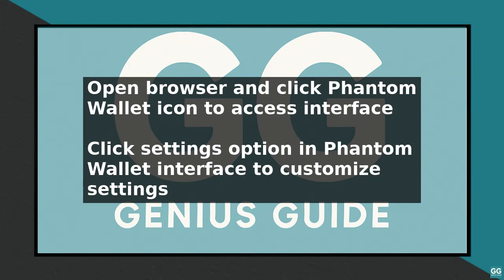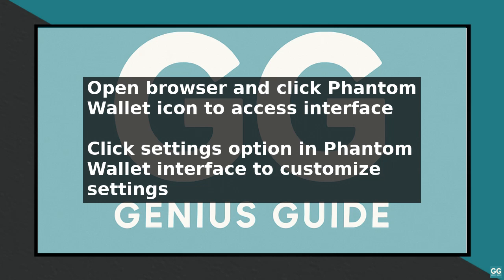To adjust the Phantom Wallet extension, you need to have the extension installed in your browser. Start by opening your browser and clicking on the Phantom Wallet icon, usually located in the top right corner. This will open the Phantom Wallet interface. In the interface, you will see several options, including account balance, transaction history, and settings. To adjust the extension, click on the Settings option.